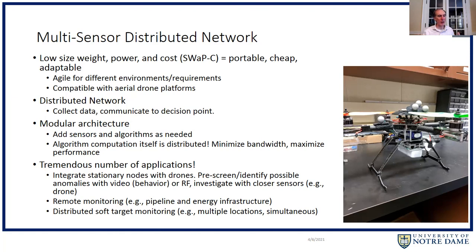For example, remote monitoring of infrastructure, such as pipelines or energy infrastructure, electric substations, would be an effective use of this, as well as distributed soft target monitoring, where there might be multiple locations within a region, for example, multiple places of worship. Rather than having significant manpower to monitor each location individually, you can have this type of command and control, where each sensor node and environment has the sensors that are most optimized for it, as well as the sensing algorithms and approaches that are necessary for it.